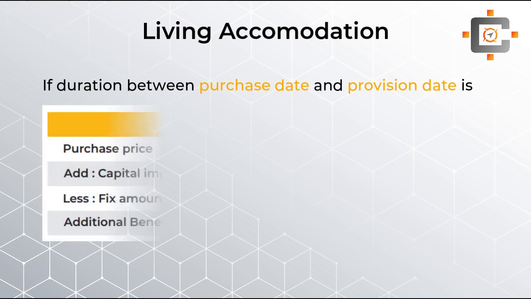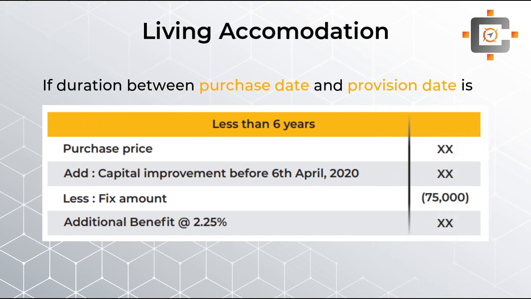If the gap between the purchase date and the provision date is less than 6 years, the pro forma starts with the purchase price, because it's a short gap and you can say you purchased this property recently. Then you add any capital improvement expenditure before 6th April 2020. Then you deduct the fixed amount, and you get your additional benefit. Suppose your purchase price is £100,000, and you deduct the fixed amount of £75,000. The result comes to £25,000.